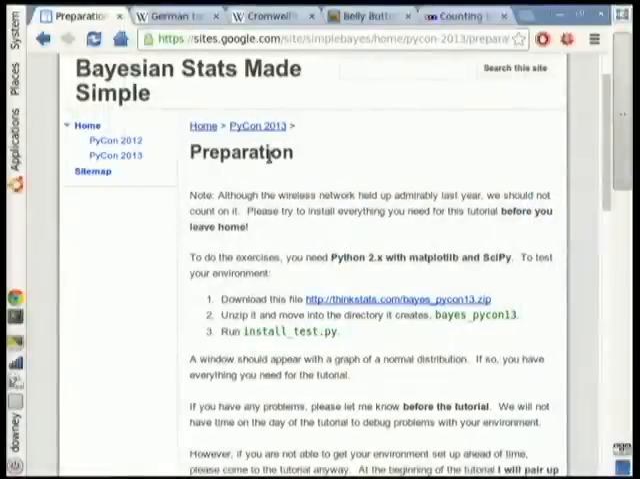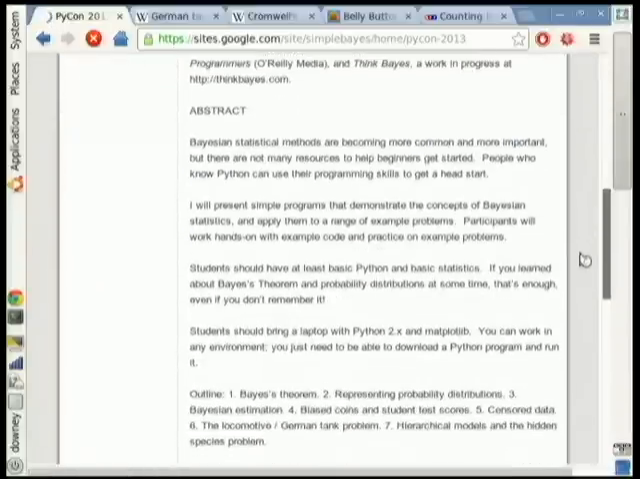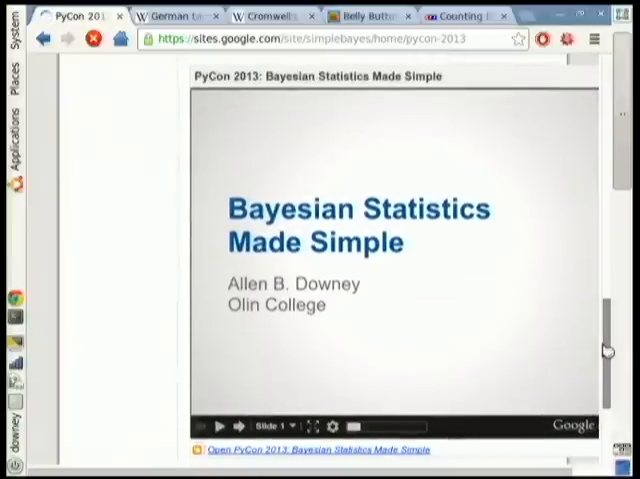The other thing you might want to do, if you load up this page, you'll see that my slides are there. If you go to the PyCon 2013 page, at the bottom there should be a link to my slides. If you want to follow along, the nice thing about having that up on your screen is that if I go too fast and move on to a slide and you're not ready yet, you'll have your own copy. So load that up.